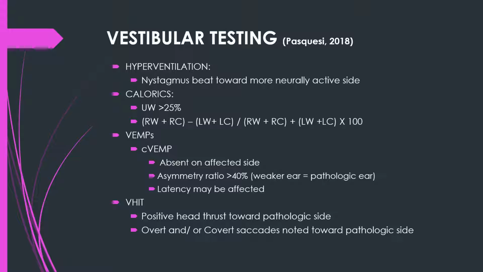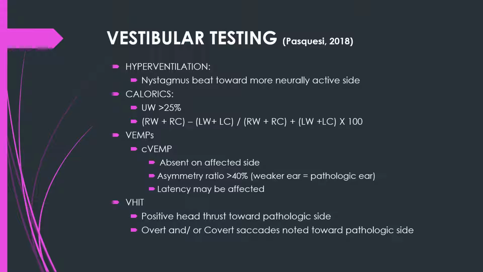With calorics, you'll see the unilateral weakness, so if it's more than 25%, and there's just a calculation down there for you. With VEMPs, C-VEMPs, you'll see it absent on the affected side. You'll see asymmetry ratio, so more than 40%. And the weaker ear is the pathological ear, and latency can be affected as well.